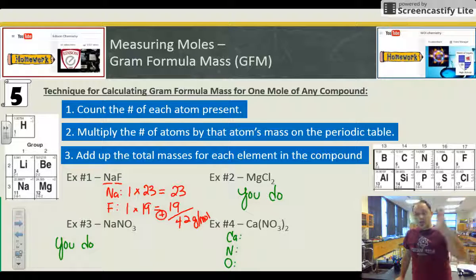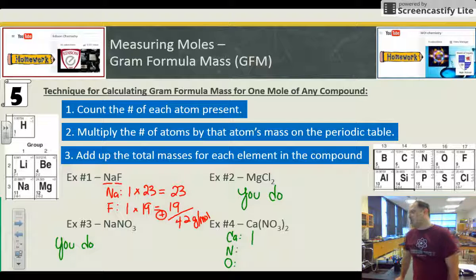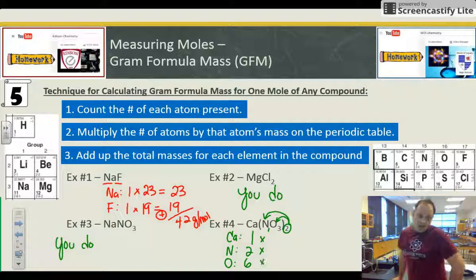So, all right, first thing, always, count the atoms of each element in the compound. Calcium, how many? 1. No subscript after calcium. Nitrogen, 2. We distributed the 2 from the parentheses back into what's within the parentheses to count the atoms. One was 1, now it's 2. Oxygen, 6. 6 moles of oxygen atoms in 1 mole of calcium nitrate.